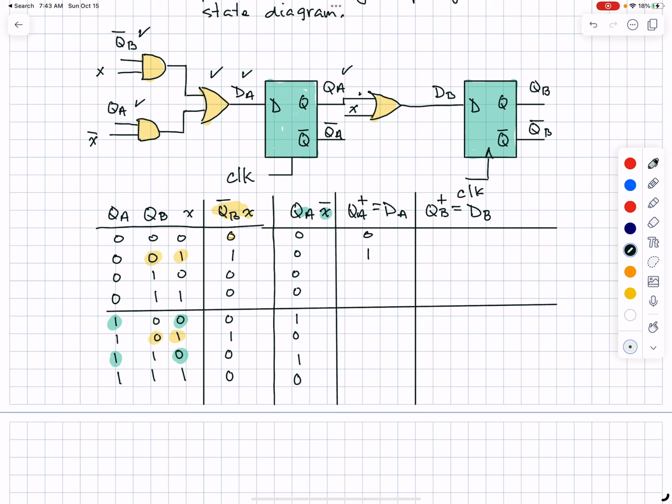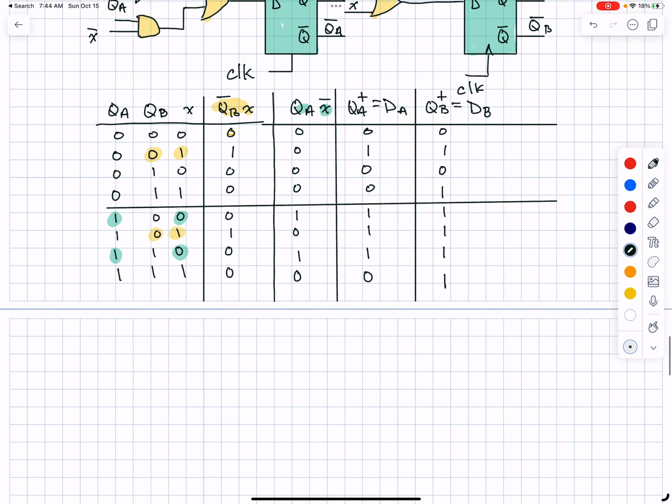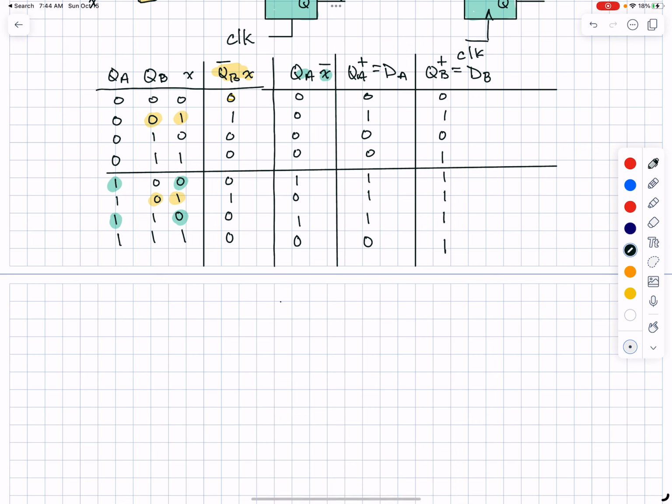That's pretty straightforward to do, and that's what we get. Then over here for DB, DB is just QA ORed with X. The ones for QA are right here, and where X is equal to 1 is here and here, so it's pretty easy to OR those in your head. That completes the next state table. From there, it's just a matter of drawing the diagram.